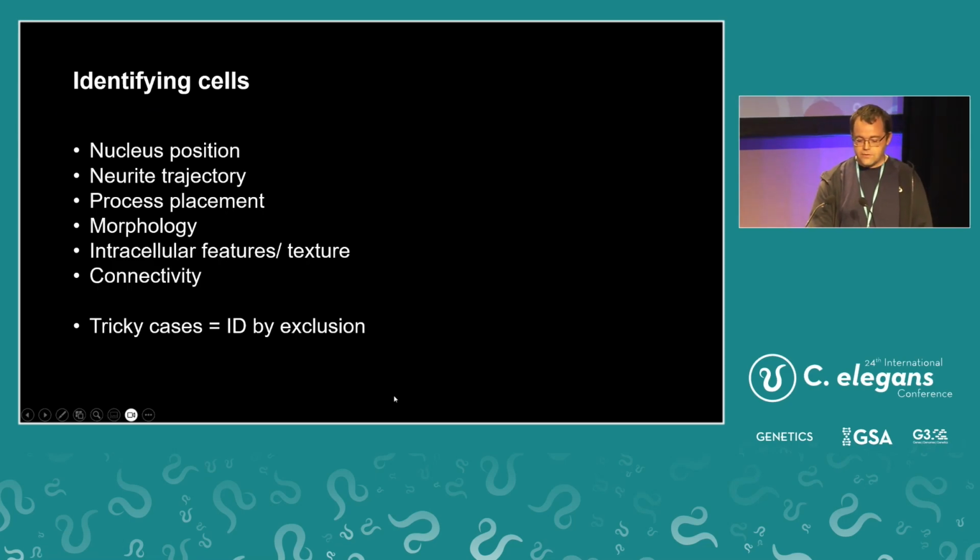So we have all of this information that we can combine to ID the cells in the nervous system, and provided you've got a big enough volume to fit these features in, then you can identify everything with 100% confidence. And you do occasionally get tricky cases. In that case, you just stop, move on to another neuron, and you kind of help to figure it out by exclusion of other neurons.